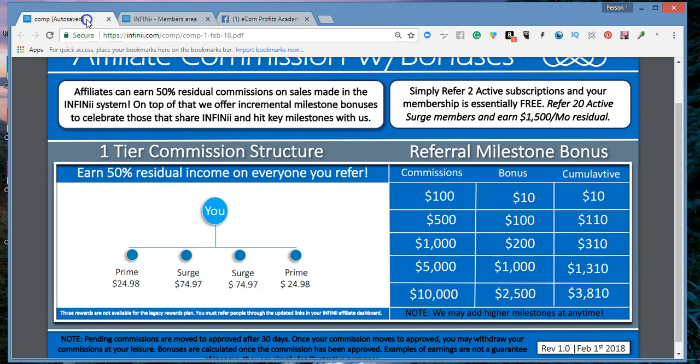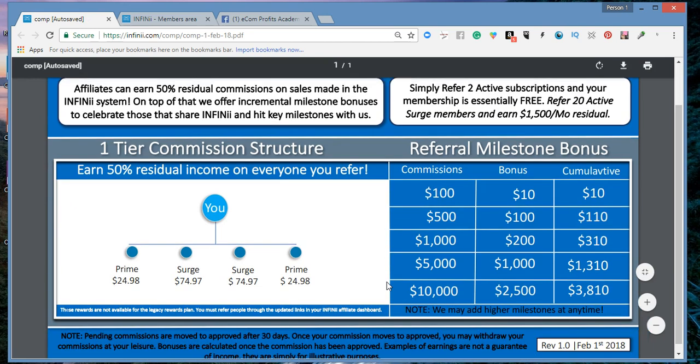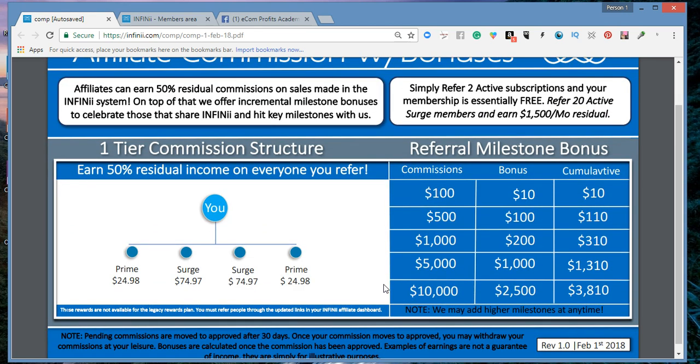And how do you get it for free? Well, we've just launched the affiliate commission program, and for every member that you refer to Infinii, you get 50% of their membership. The membership is $49 a month. While they remain active, you'll get $24.98 per month. And all you need is 2 of those, and that's your membership paid for.